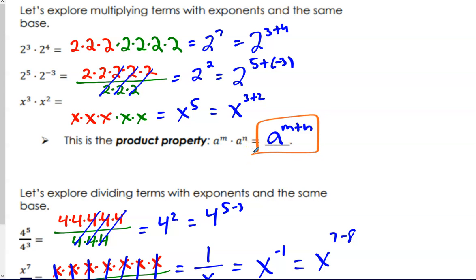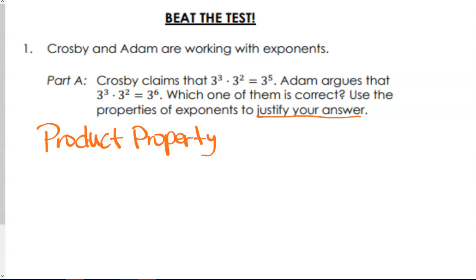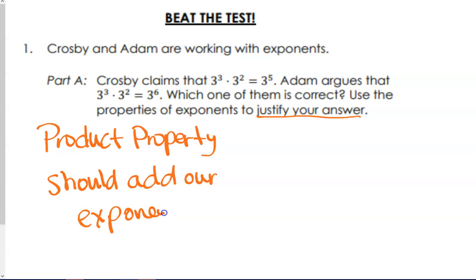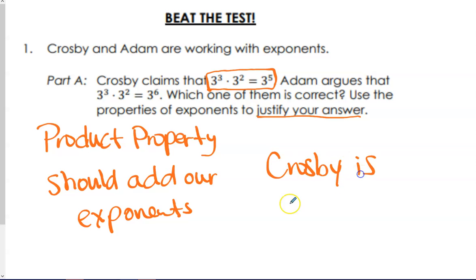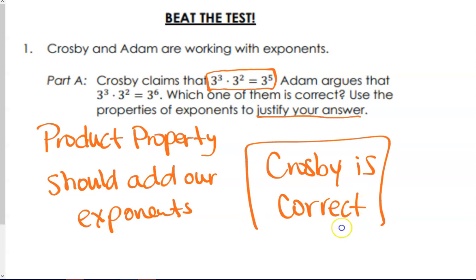Product property told me I can add them together. So which one is adding my exponents together? So we should add our exponents. And right here, 3 plus 2 gives me 3 to the 5th, so Crosby was correct. So Crosby is correct, and this is my justification as to why.